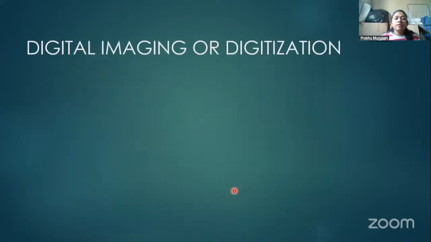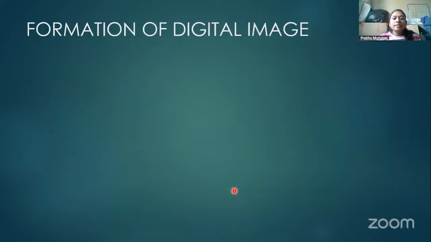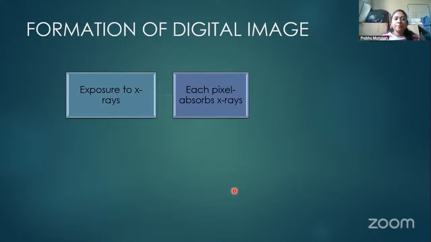Okay. So digital imaging or digitization. Basically this digitization process involves a few steps. First thing is the exposure to X-rays is just the same. Instead of X-ray film, here we use sensors. Sensors are the receptors here. So the exposure to X-rays is almost the same. And in the receptor, imagine a grid. That grid contains rows and columns, right? So each one is a pixel. Each cube there is a pixel.